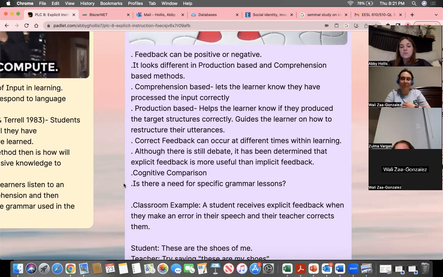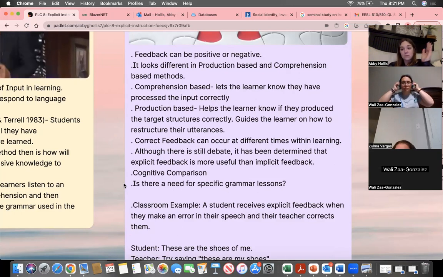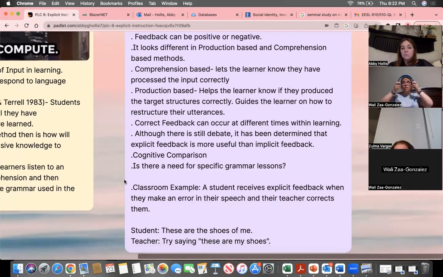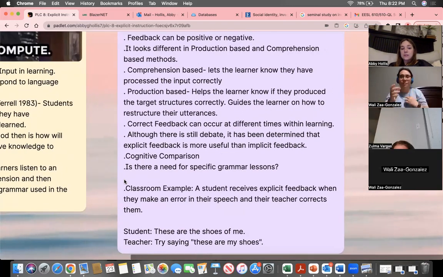And then there's still also debate, and it has been determined, however, that explicit feedback is more useful than implicit feedback. And I would have to agree, because implicit feedback sometimes can guide the learner to draw their own conclusions about something in the classroom, and maybe it's still a little bit incorrect. But if we're telling the learner explicitly, here's what's happening, here's how you can fix it, then they're going to be able to understand it more. And then we're talking about cognitive comparison as well being a factor in corrective feedback.